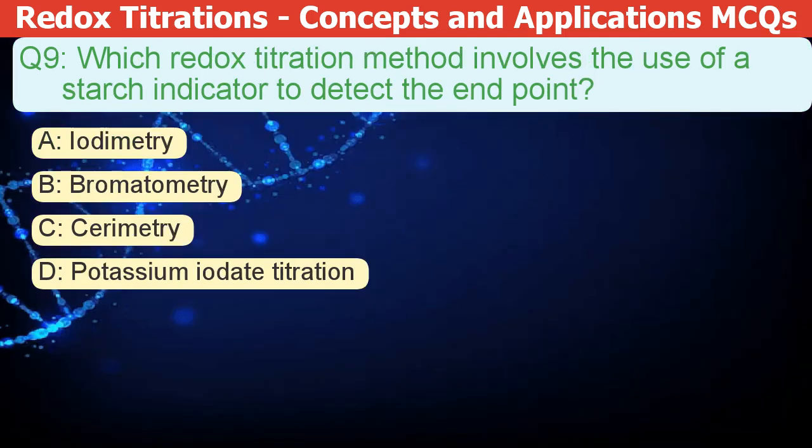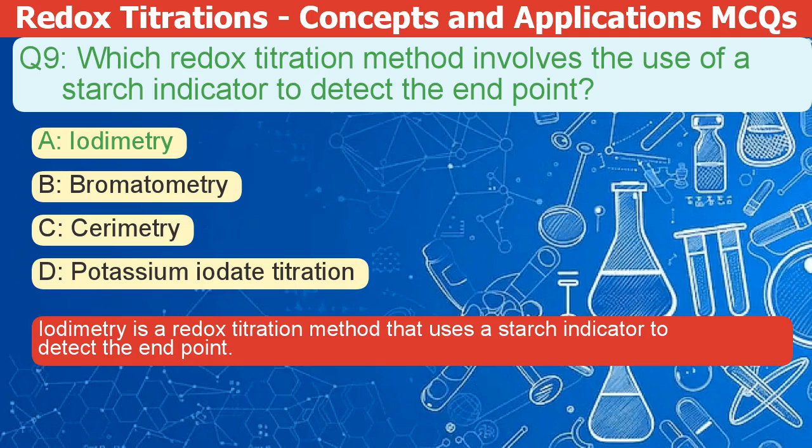Which redox titration method involves the use of a starch indicator to detect the endpoint? A. Iodimetry. B. Bromatometry. C. Cerimetry. D. Potassium iodate titration. The correct answer is A. Iodimetry is a redox titration method that uses a starch indicator to detect the endpoint.